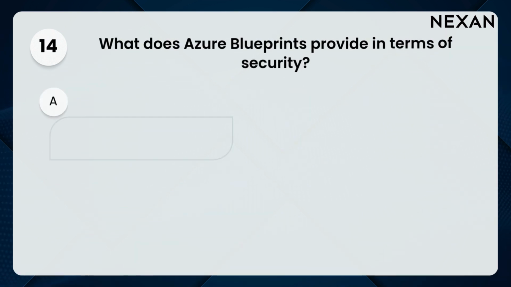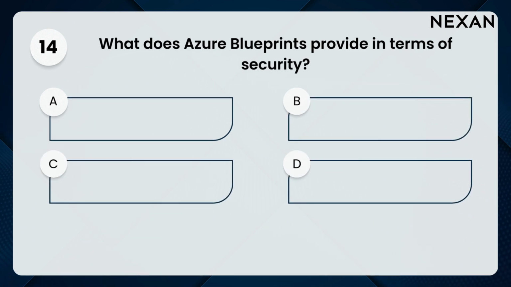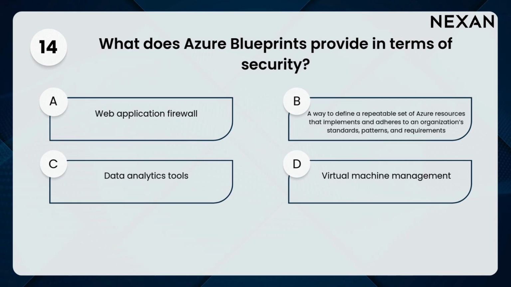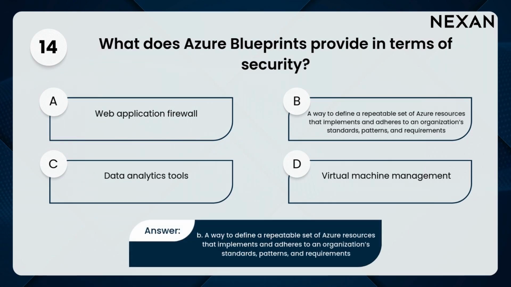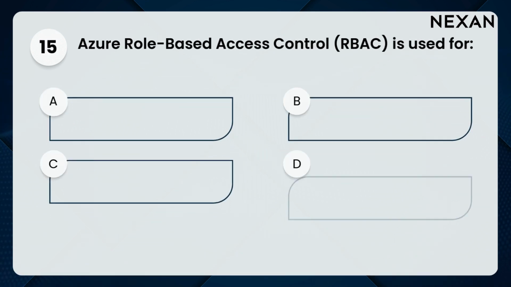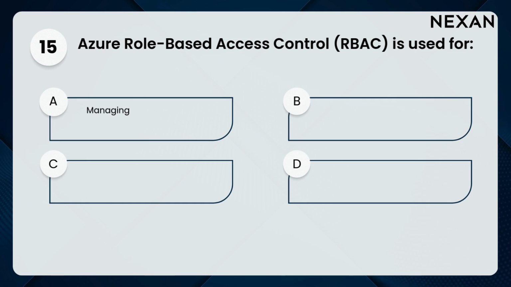14. What does Azure Blueprints provide in terms of security? A. Web application firewall, B. A way to define a repeatable set of Azure resources that implements and adheres to an organization's standards, patterns, and requirements, C. Data analytics tools, D. Virtual machine management. Answer: B. A way to define a repeatable set of Azure resources that implements and adheres to an organization's standards, patterns, and requirements.